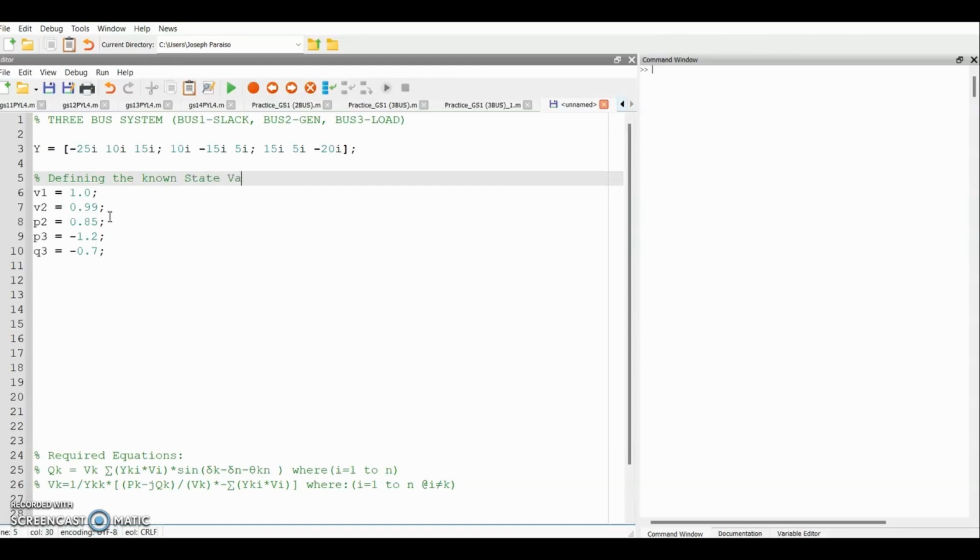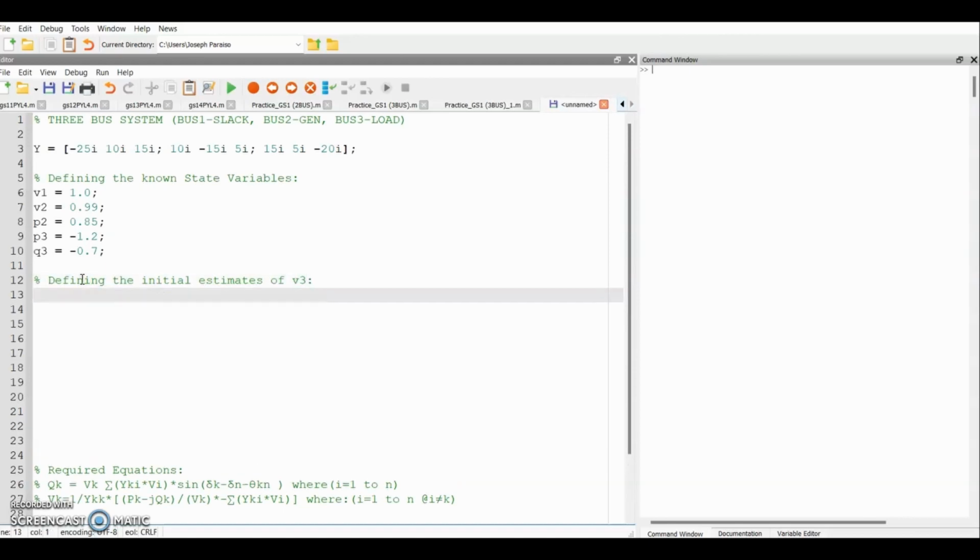State variables. Next is to define the initial estimates of B3. B3 is equal to 1.0.